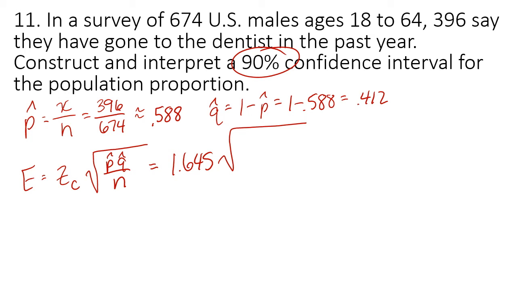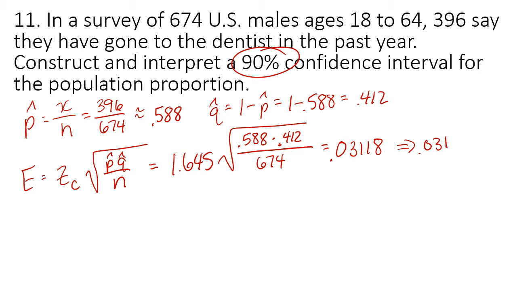But you'll still have access to it on a test or something, so you could. P-hat is what we just found to be 0.588. Q-hat is 0.412. And n is our sample size of 674. So once you multiply, divide, square root, and then multiply a little bit more, you get 0.03118 for your margin of error. I've been rounding to 3 decimal places, so I'll keep that up, and we get 0.031.